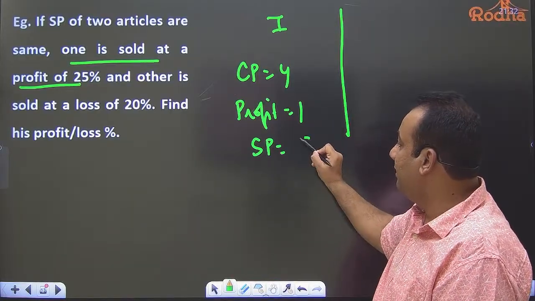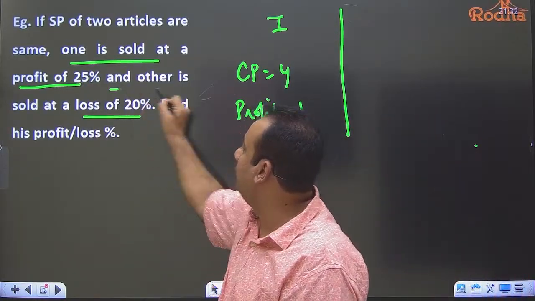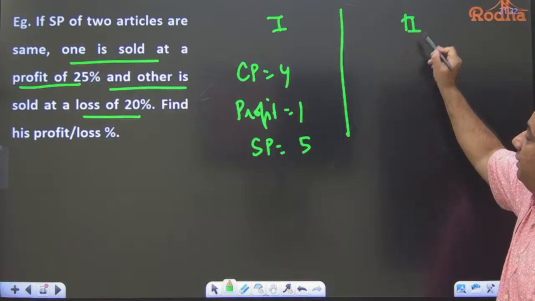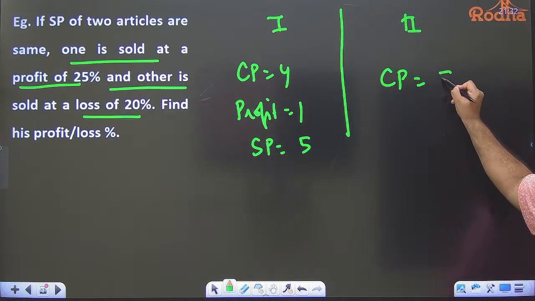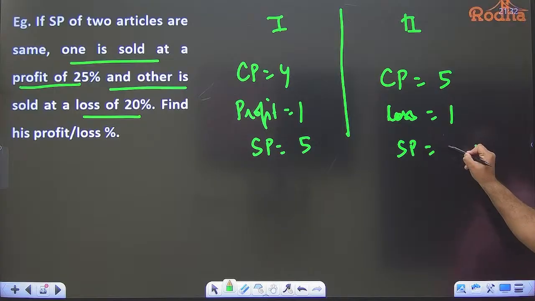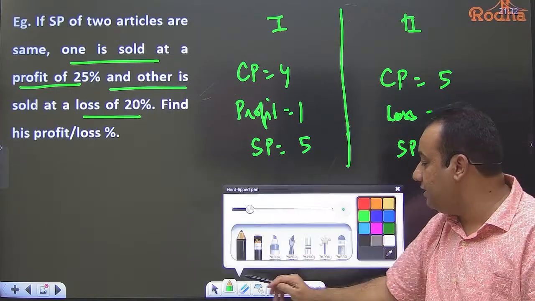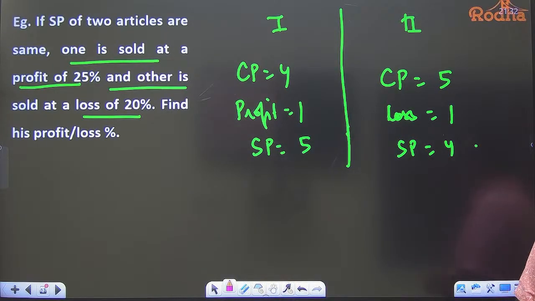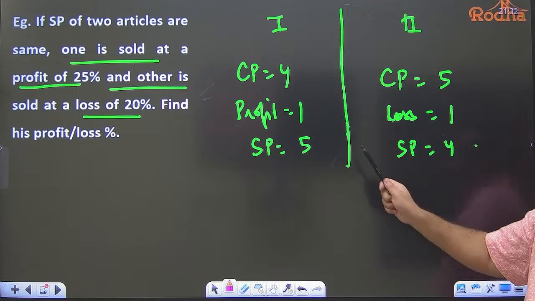Now, other article is sold at a loss of 20%. It means 20% is 1 by 5. So if CP is 5, loss is 1, it means SP is 4. But what is given in the question? That selling price of both the articles is same. Make selling price same.